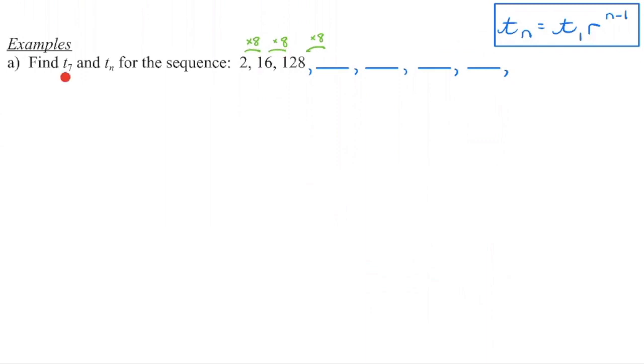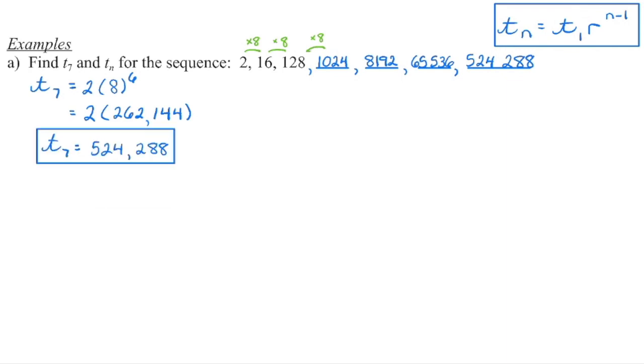We need to find term 7 as well as the general term for this particular sequence. So we could just multiply by 8 all the way along here. It is a little time consuming, but we can get the value of that 7th term. Or we can use this formula and say, okay, term 1 we know is 2. If we're getting to the 7th term, we're multiplying by 1, 2, 3, 4, 5, 6 common ratios. So we can substitute that into the formula. Remember, you need to do exponents before multiplication, and we can get the value of term 7. So you can see we get the same value either way.